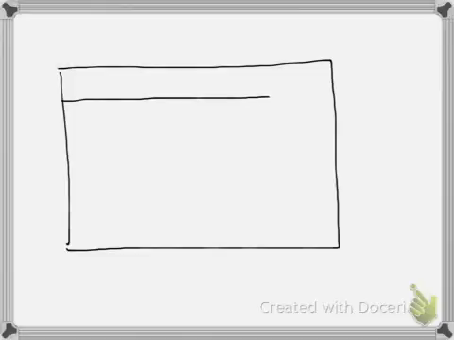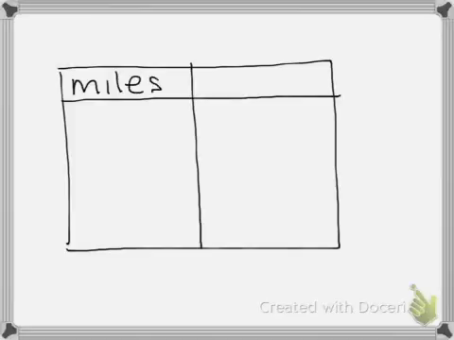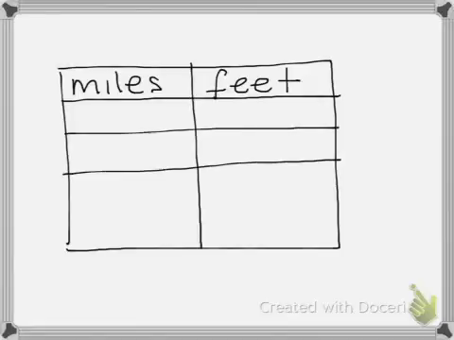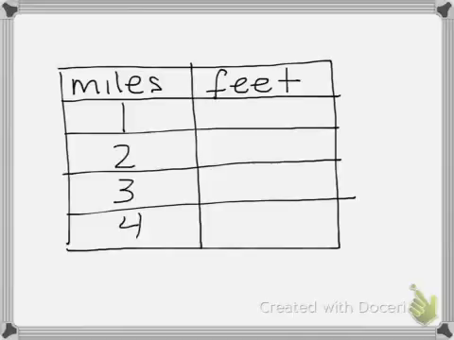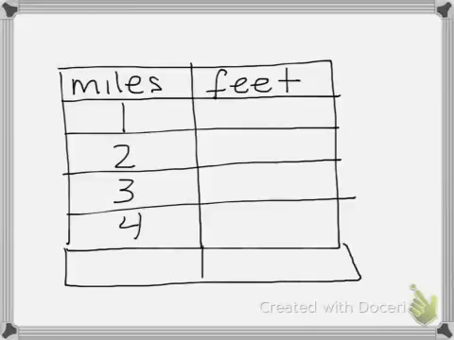I'm going to make a little chart. Miles, feet. One mile, 2 miles, 3 miles, 4 miles, 5 miles. Now, in 1 mile, there are 5,280 feet.